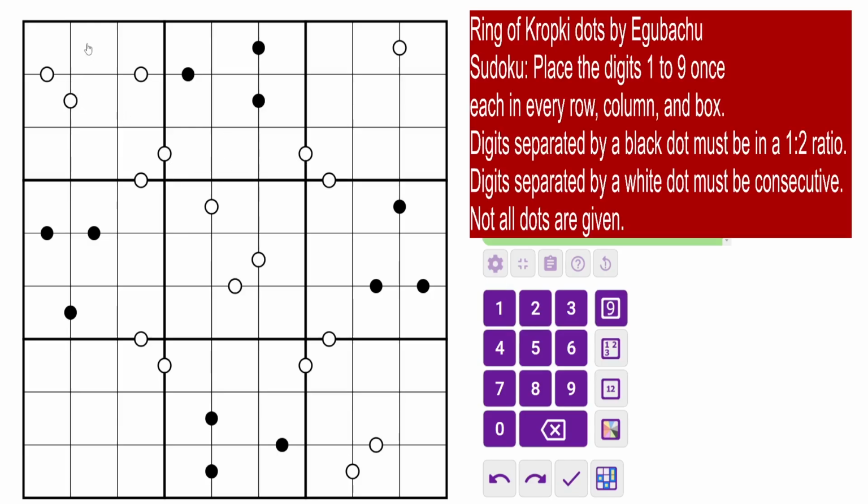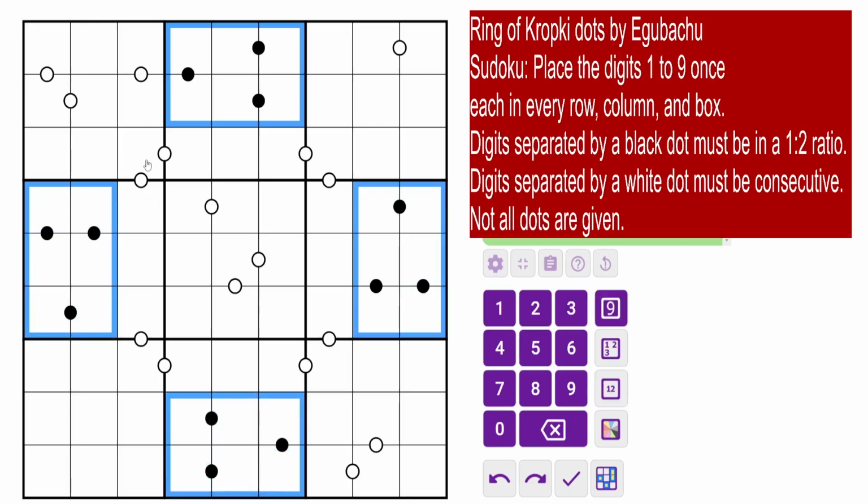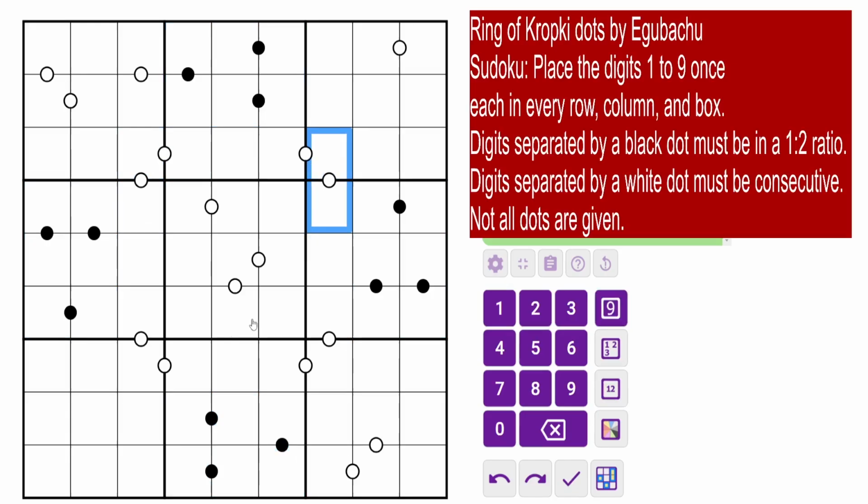So this Sudoku is a ring of Kropki dots used by Egubachu, and this is again medium difficulty and a good rating on Logic Master sites. And you can see that it has a nice symmetry about it, especially these black dots. If you see the black dots, they all are nicely placed. And even these dots are also nicely placed. So let's read the rules.